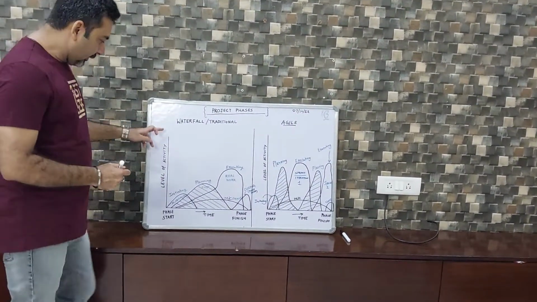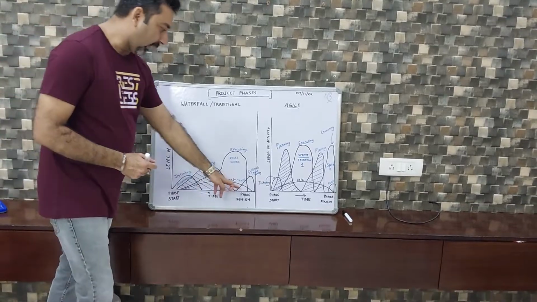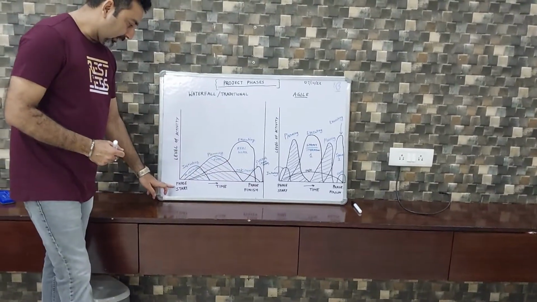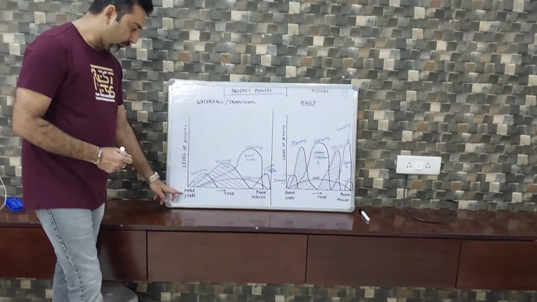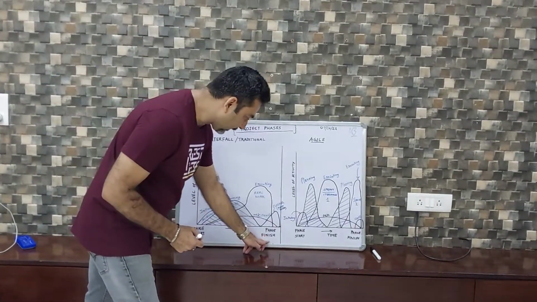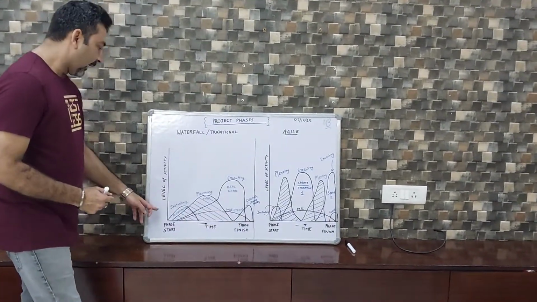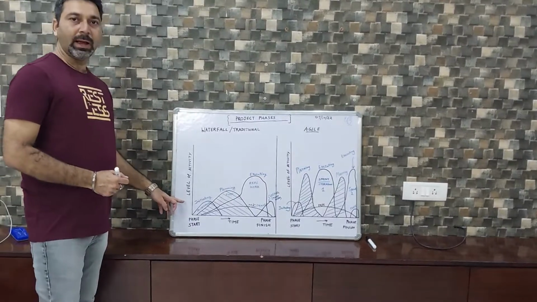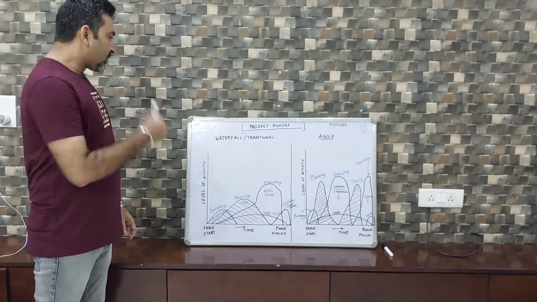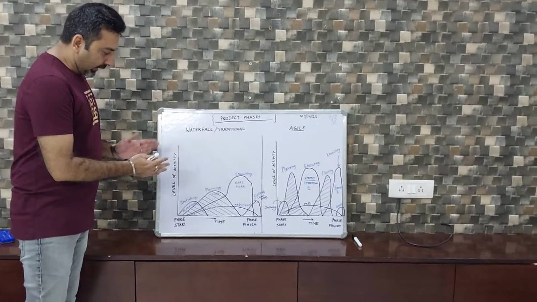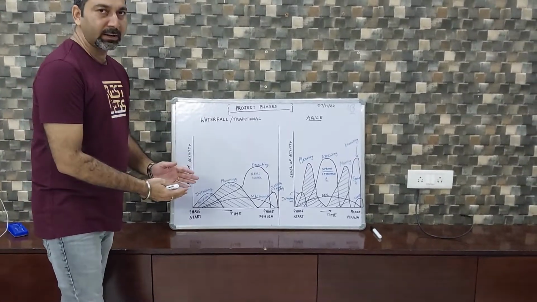In this, the x-axis is time, and the phase starts at this point and ends at the end position, and the y-axis is the level of activity. So in the traditional world, when the first activity is finished, then we start the second activity.